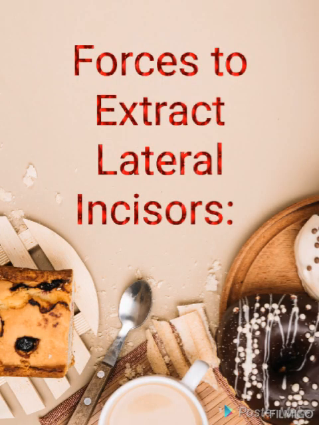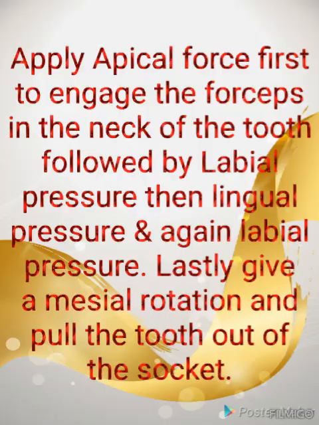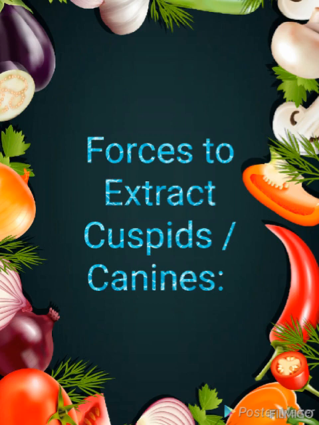Next we are going to see forces to extract the maxillary lateral incisor. Apply the apical force first to engage the forceps in the neck of the tooth, followed by, it is similar to the maxillary central incisor, labial pressure, then lingual pressure and again labial pressure, and lastly give a mesial rotation and pull the tooth out of the socket. So the same steps: first apical force and labial pressure, then lingual pressure and mesial rotation, and pull the tooth.